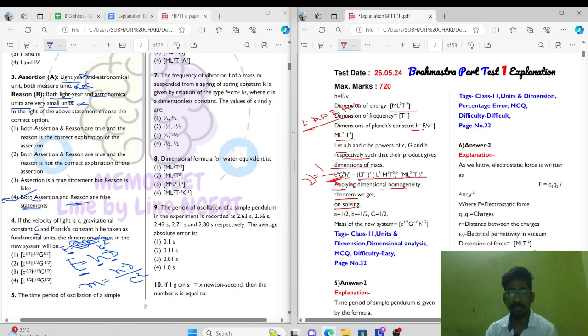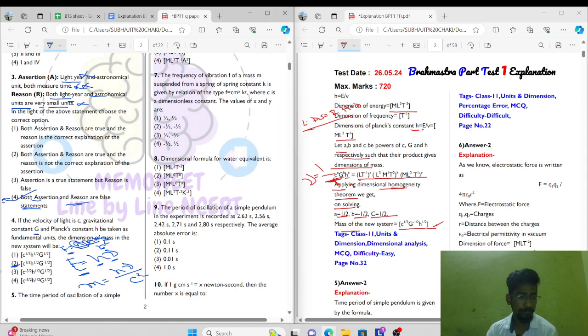You will get the value of a is this, b is this, c is this, and so the mass of the new system will be c to the power half, g to the power minus half, h to the power half, g to the power minus half. Okay, so option number 2, I think, yes, right? Option number 2 is the correct one, this one.